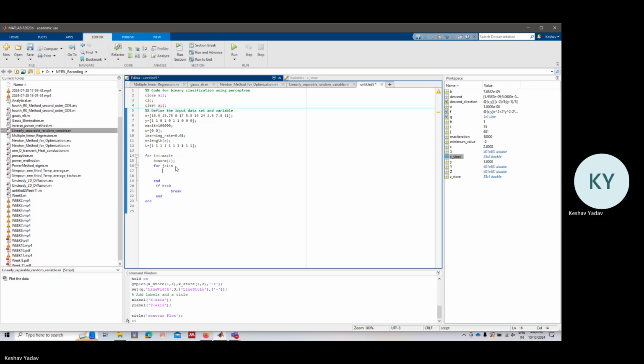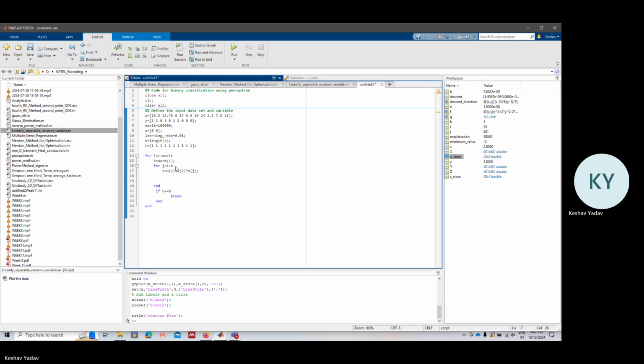Now first I need to calculate Z. So Z will be equal to what? W naught plus W1 X. So Z will be equal to W0 plus W1 multiplied by Xj. So I have found out Z.